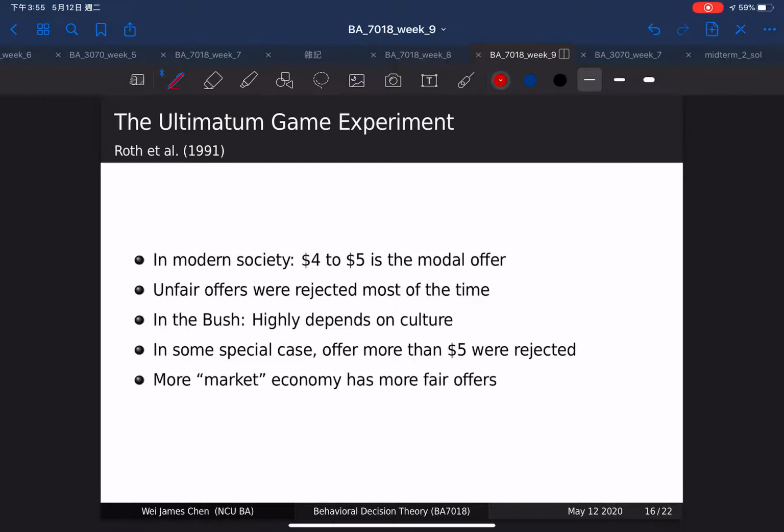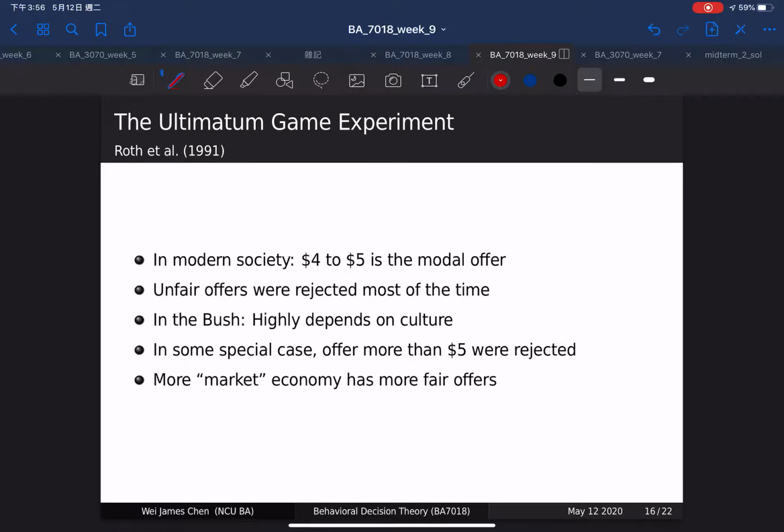But the key here I want to talk about is the human one. In modern society, people usually propose something around 4 to 5, just half or 40%. And unfair offers are rejected most of the time.